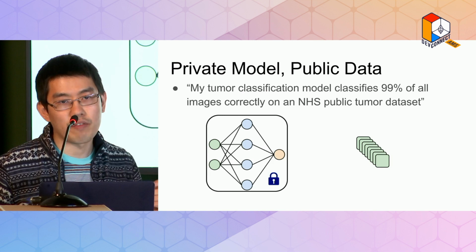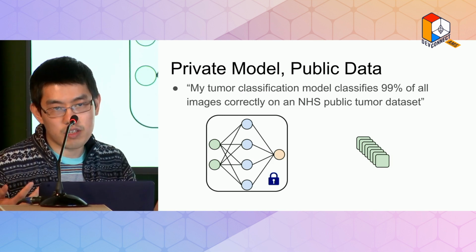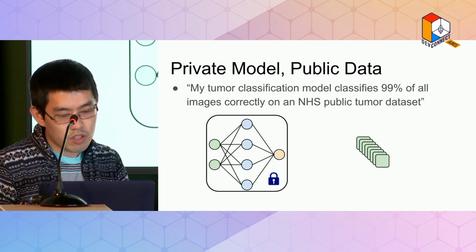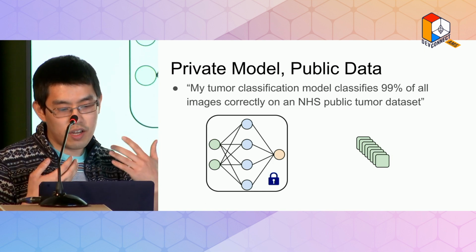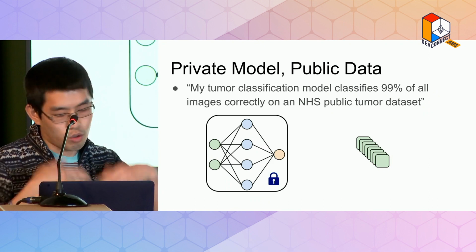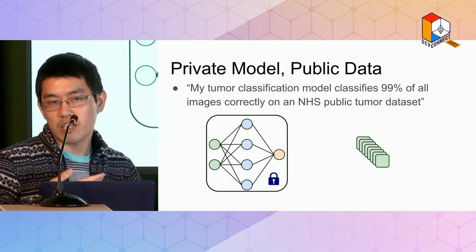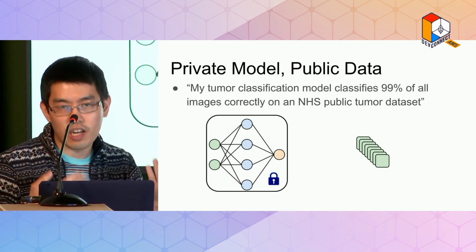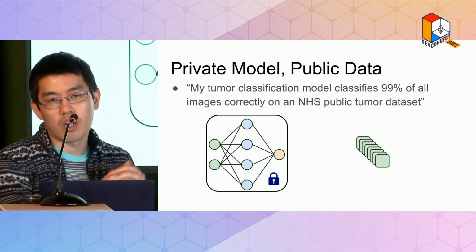In the case of a private model and public data, an example is a tumor classification model that we want to keep private, but we want to certify that this model is actually really good. It classifies 99% of images correctly on this public NHS tumor data set.